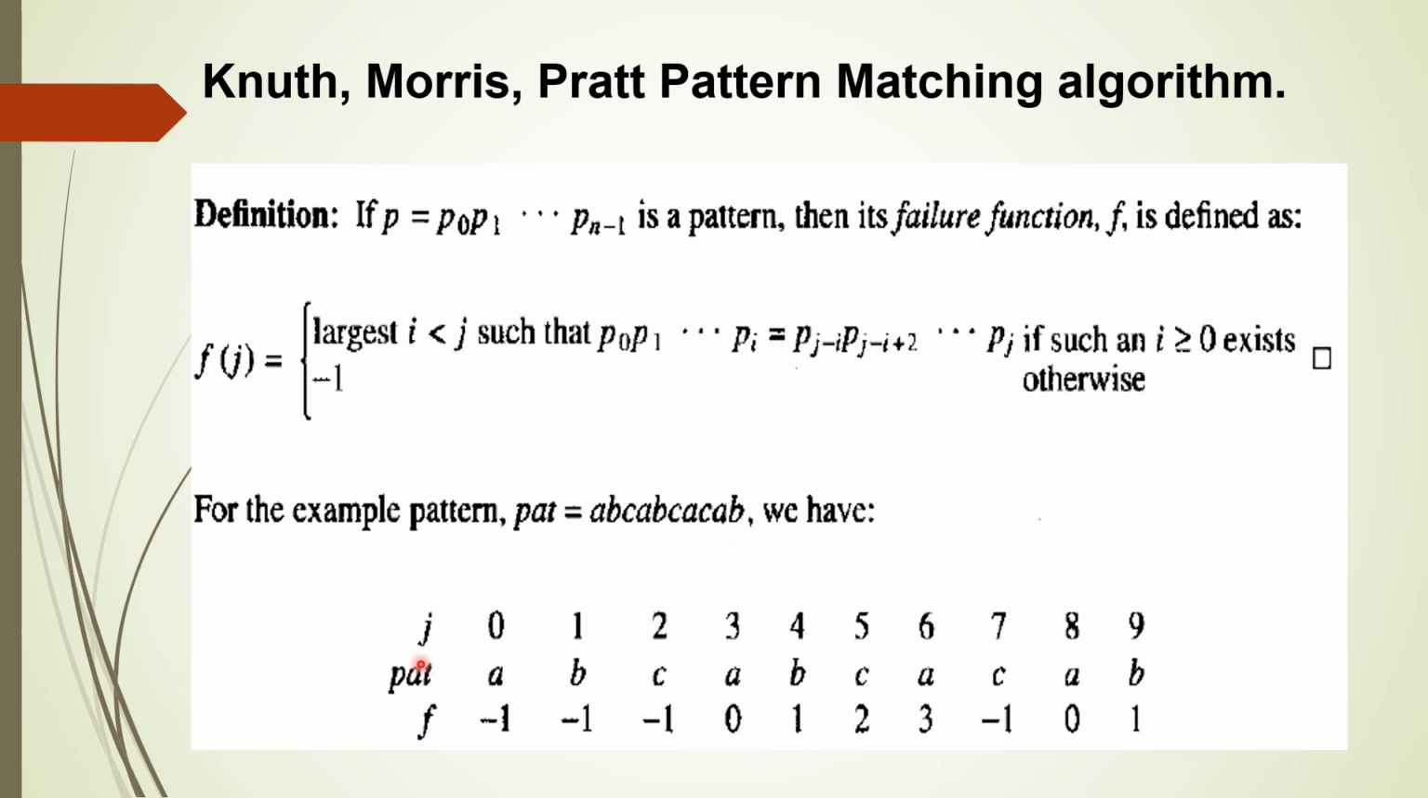Here j is an index variable to a pattern string. j starts with 0. The index variable value starts from 0 to n minus 1, and this is the given pattern string and this is the failure function. I will explain the same thing with an algorithm in the next slide. Before that, let us see how it will be calculated. So f is equal to -1. Initially for the first character there is no character to match with, that's why it is -1.